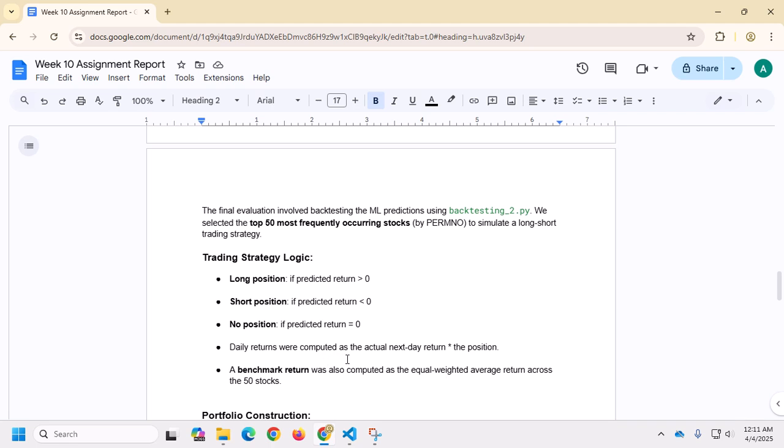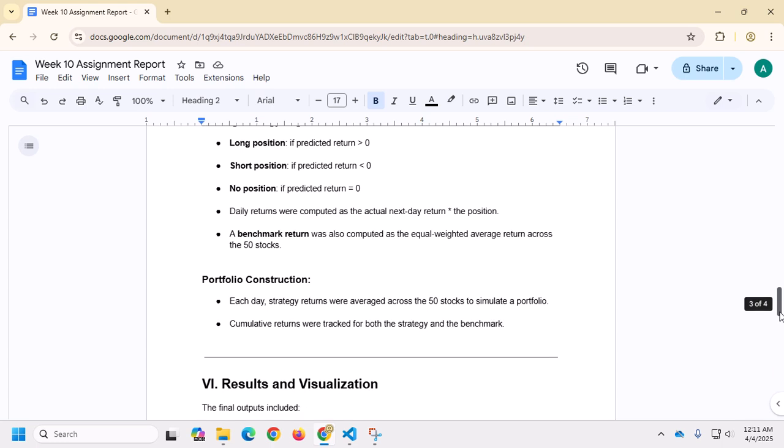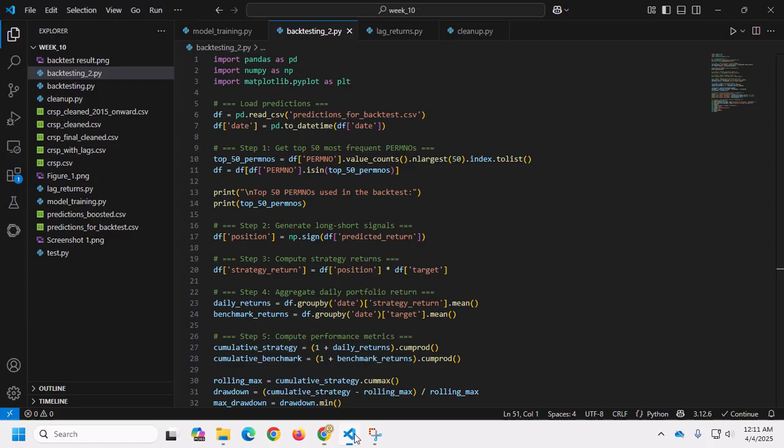And so the daily returns were computed as the actual next day return times the position, and the benchmark return was also computed as the equal weighted average return across the 50 stocks. So we had the benchmark and also the strategy that I had, which was basically the long position and short position that I would take. And the portfolio construction was that each day strategy returns were averaged across the 50 stocks to simulate a portfolio, and cumulative returns were tracked for both the strategy and the benchmark, right?